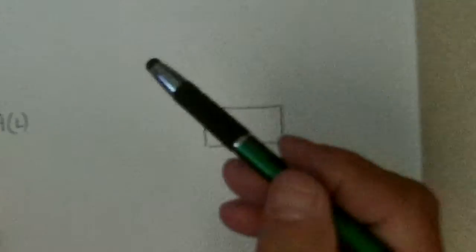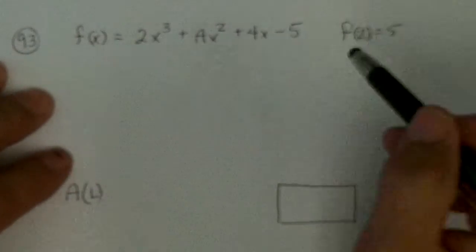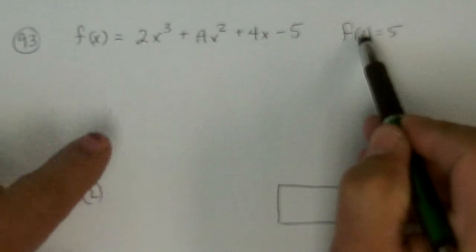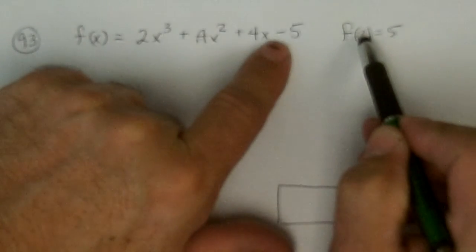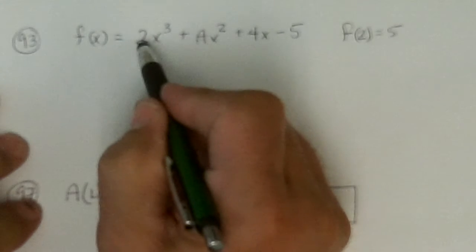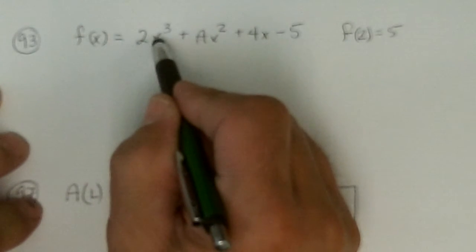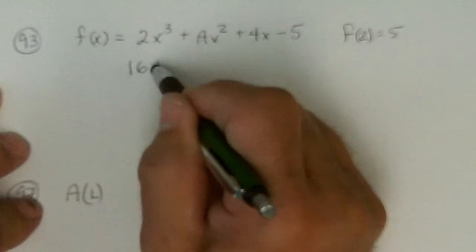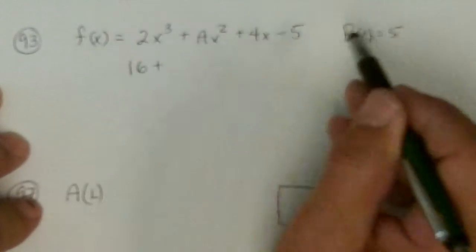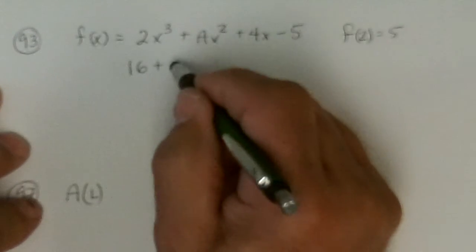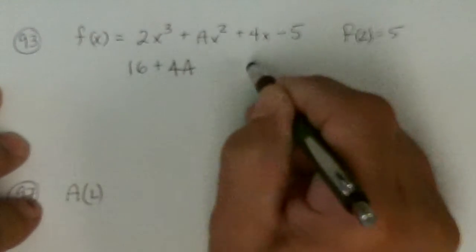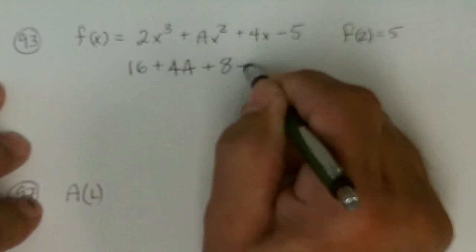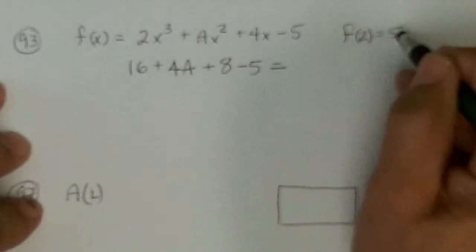93 says, figure out what a is so that f of 2, which means replace all the x's with 2, should get 5. So I get 2 cubed, which is 8, times 2, 16, plus a times 2 squared, which is 4, so 4a, plus 2 times 4 is 8, minus 5, and all that's supposed to come out to be 5.